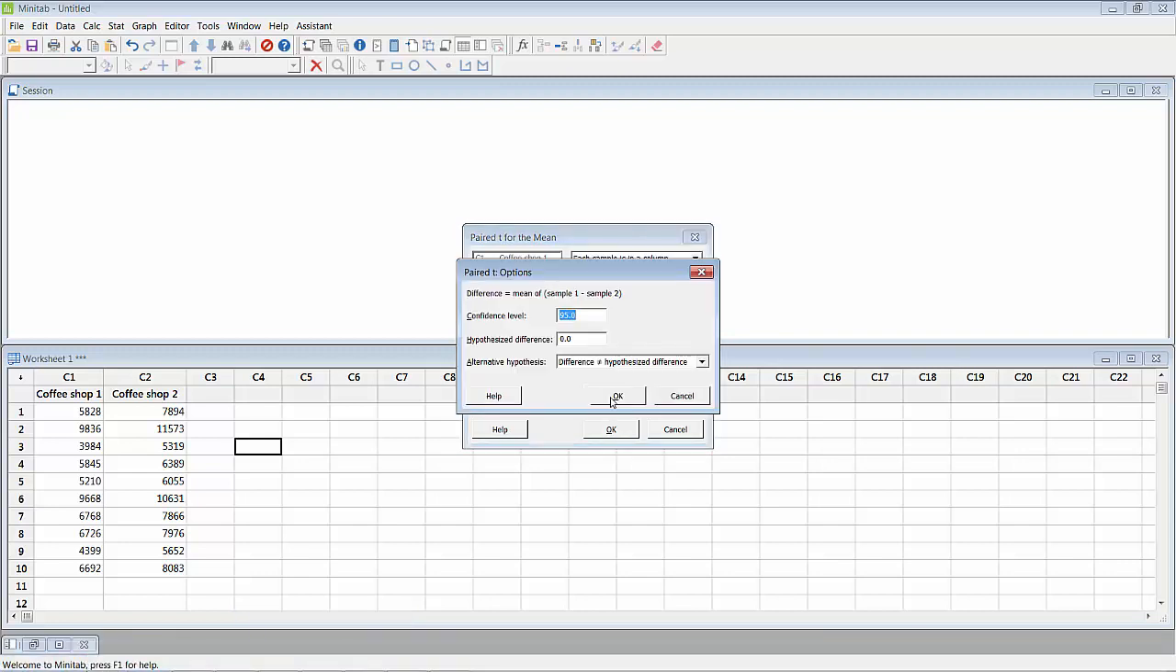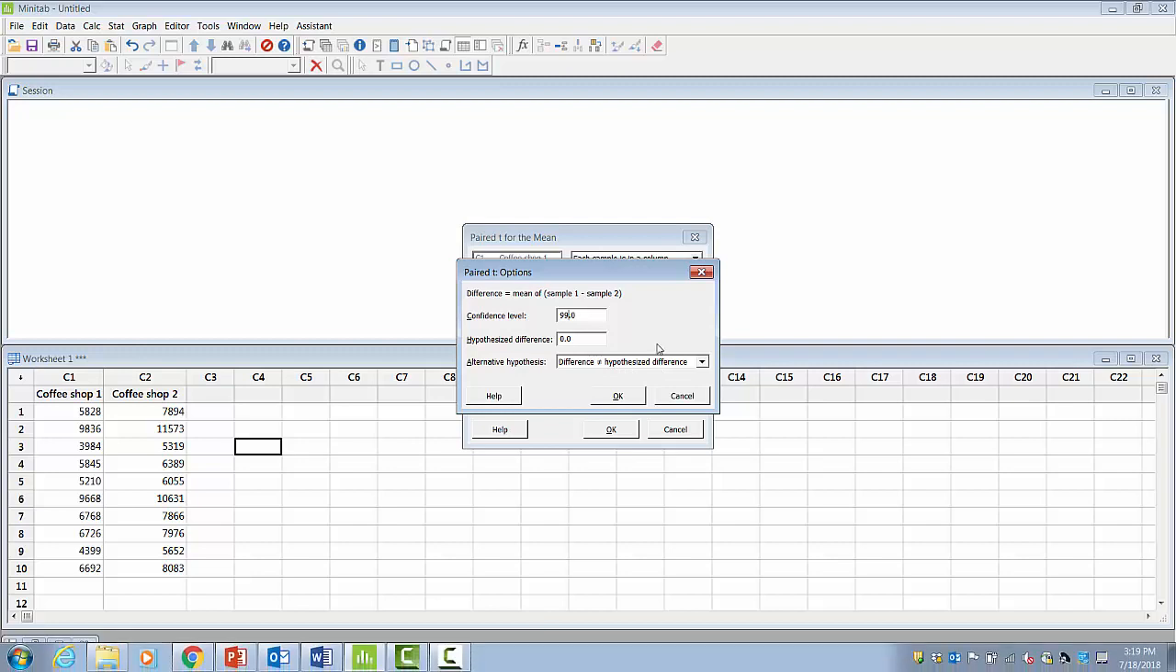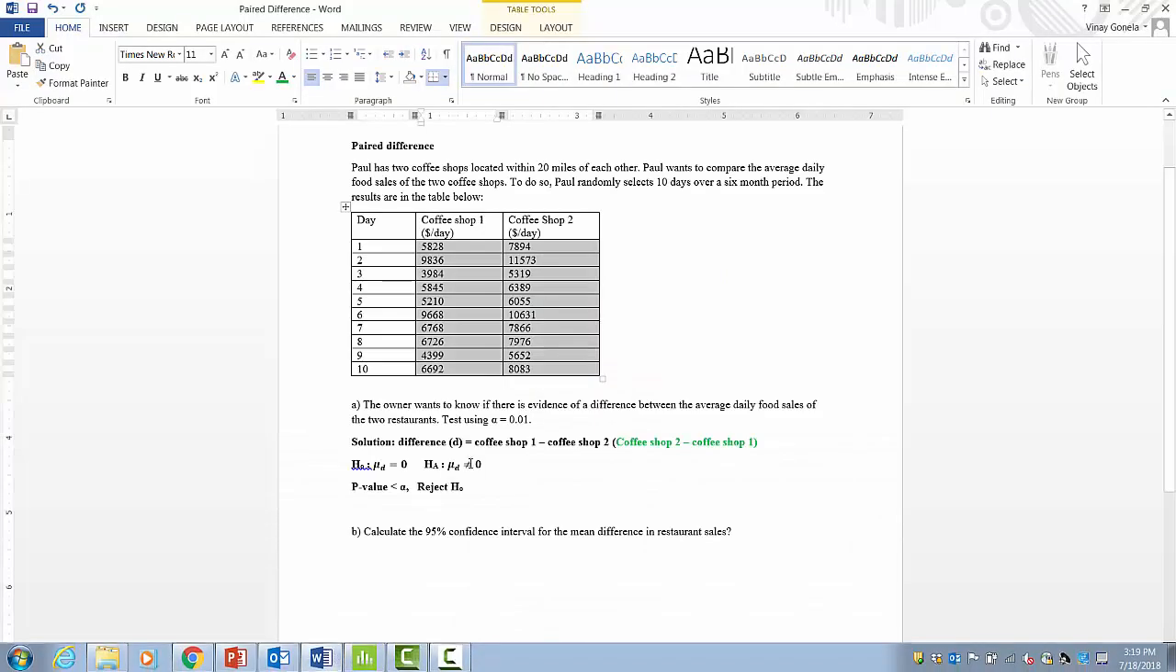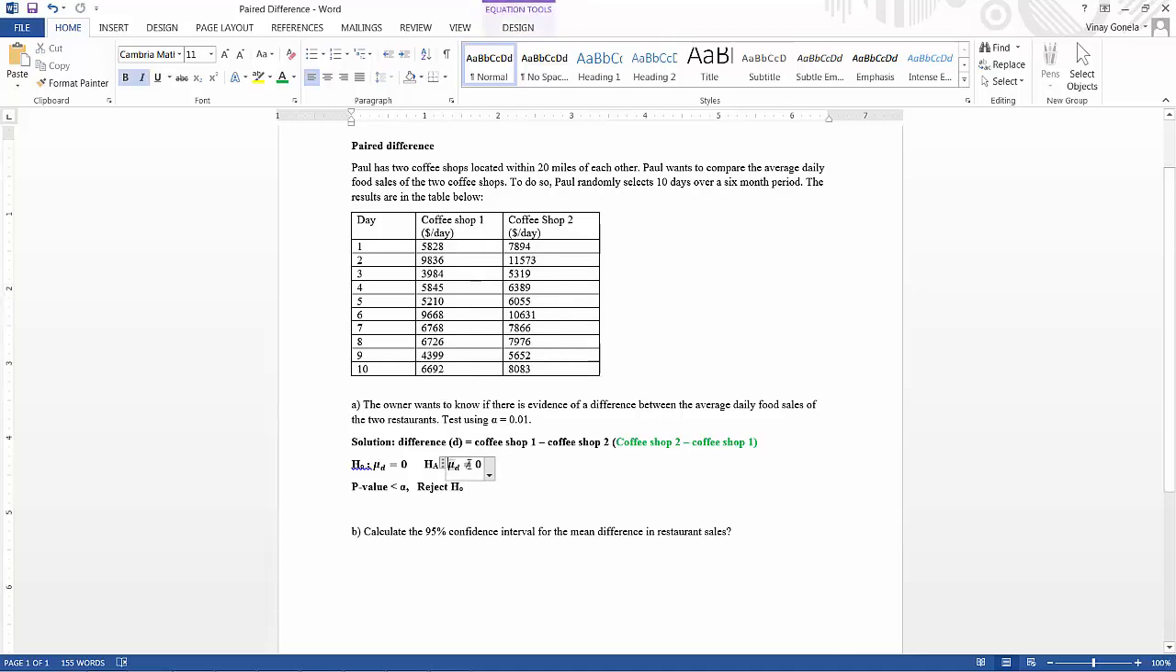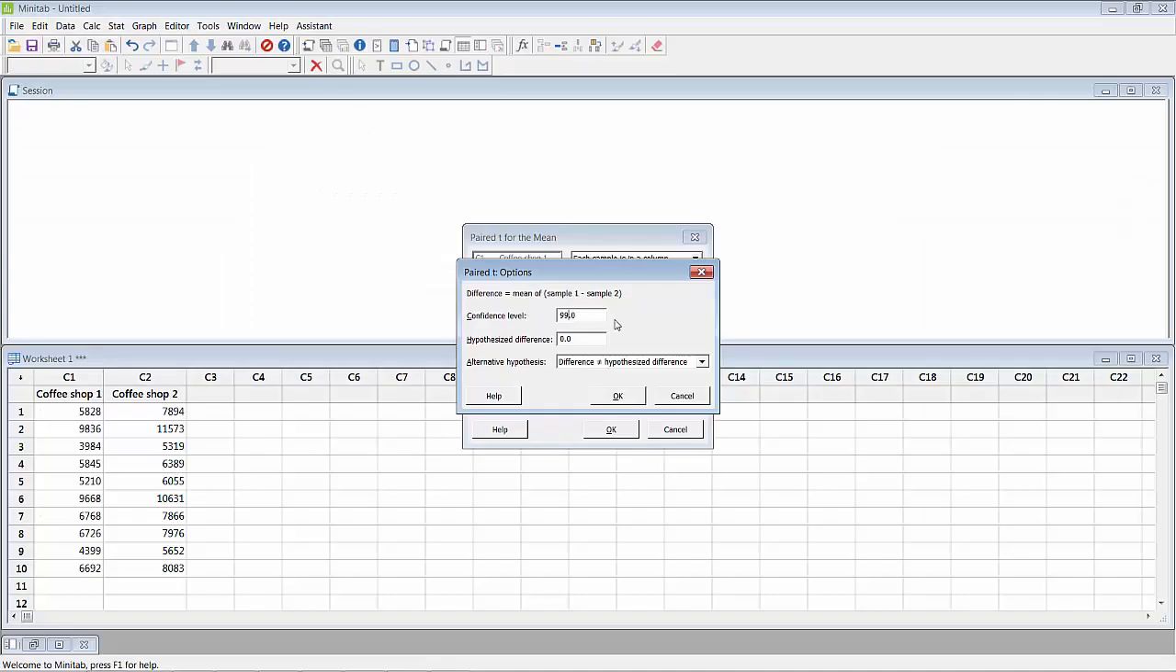So I will go to Options. A significance level of 0.01 means 99% confidence. The hypothesized difference is 0, and for the alternative hypothesis we select difference not equal to hypothesized difference, because our alternative is not equal to. Again, here the difference is the mean of sample 1 minus sample 2. That is what we are doing.